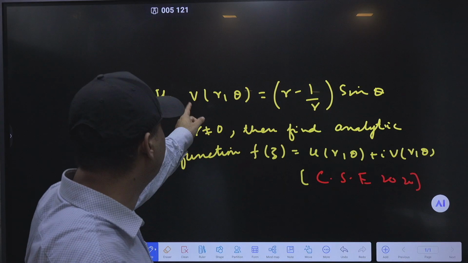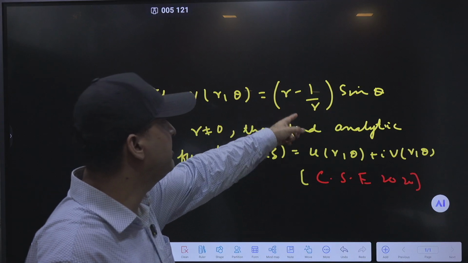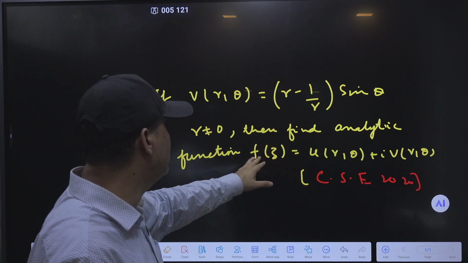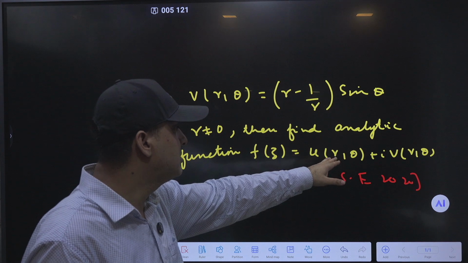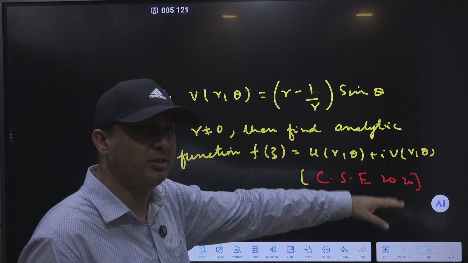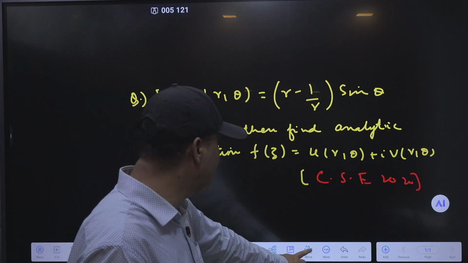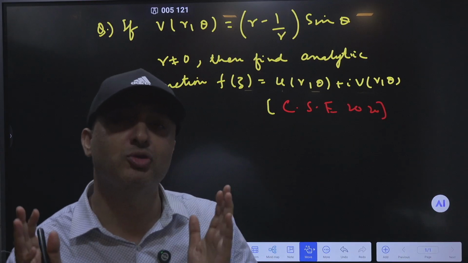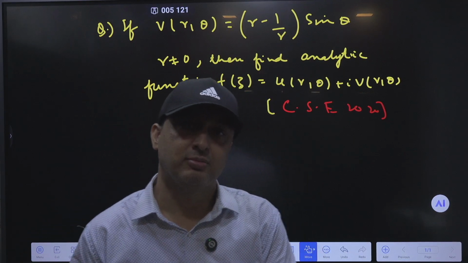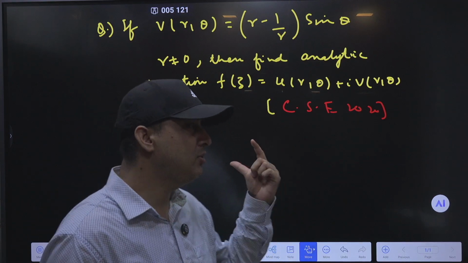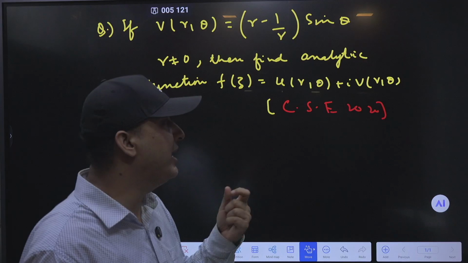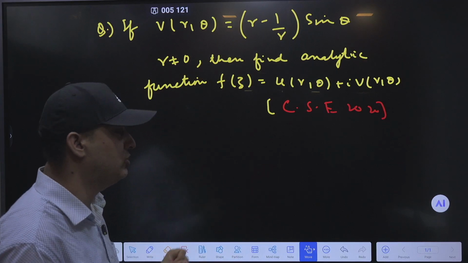The question says that V(r, θ) is equal to (r − 1/r) sin θ, r is not equal to 0, then find the analytic function f(z) = u(r, θ) + i v(r, θ). So this is actually a part of our syllabus. The syllabus says analytic function and Cauchy-Riemann equation. So you need to discuss the abilities that we have in analytic function and Cauchy-Riemann equation.